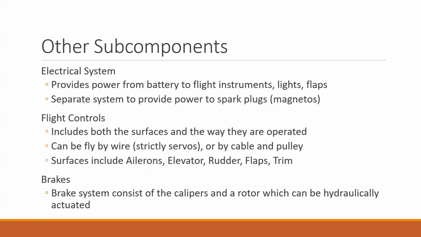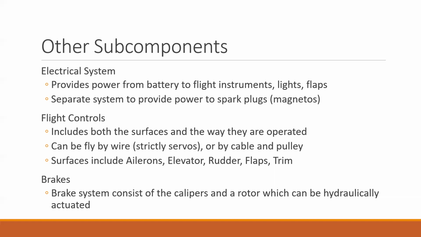So there's a few other types of subsystems on an aircraft besides just the main empennage, fuselage, and wings. Inside, there's also an electrical system, flight control system, and brake system. On more complex aircraft, there's even more of these systems, but we'll stick to these three for now. So there's an electrical system, and this includes the battery. It includes all the wires that connect to the lights, the flaps, and flight instruments. It also includes the power system for the spark plugs, which is powered by magnetos.